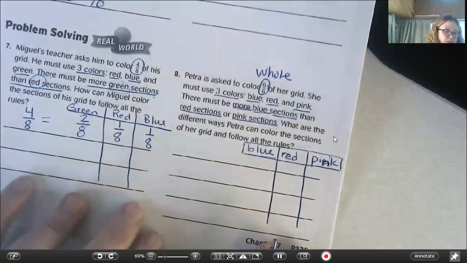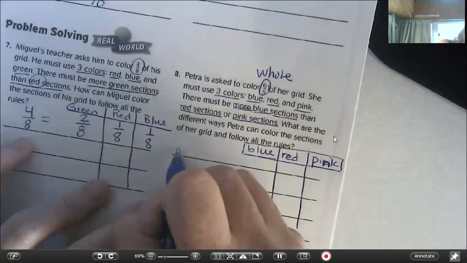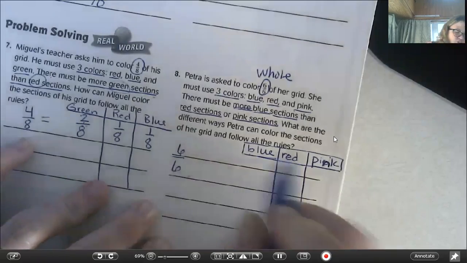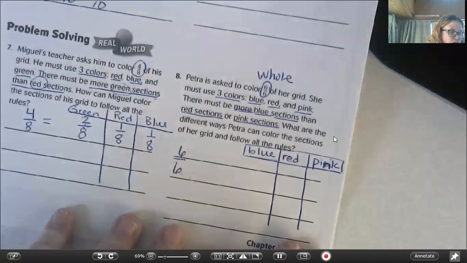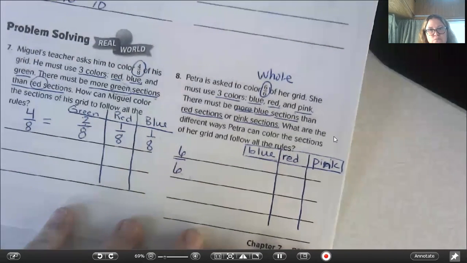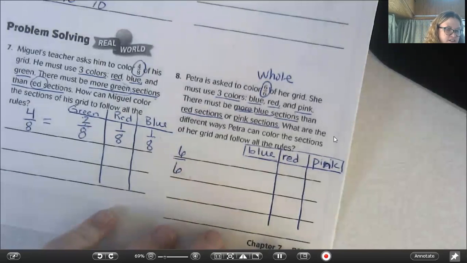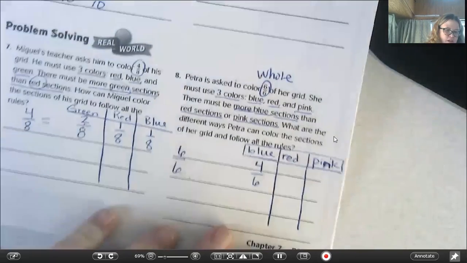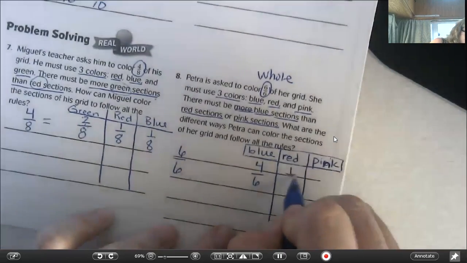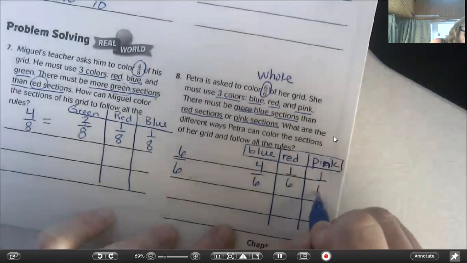So we need to have 3 colors. She's going to have 6/6. So we're going to do just like we did in number 5 and 6. We are going to come up with different addition problems where the sum would be 6/6. So, blue, there must be more blue sections than red or pink. So, oh, I know one. I could do 4/6, and then I can do 1/6, and 1/6. So that makes it 6/6.